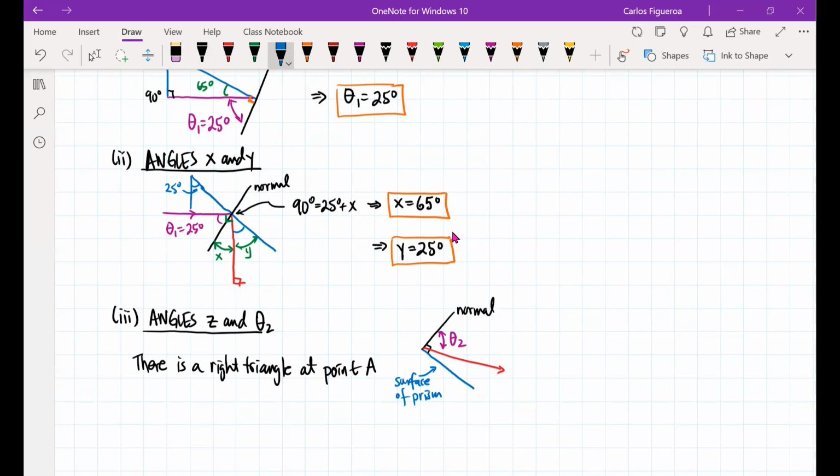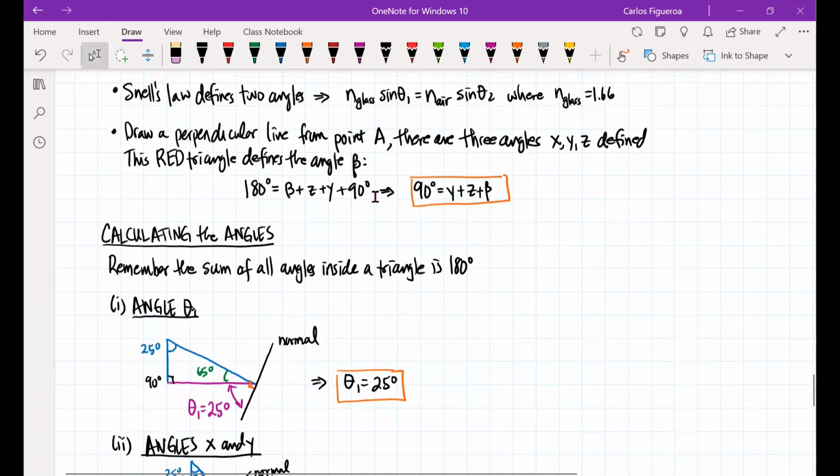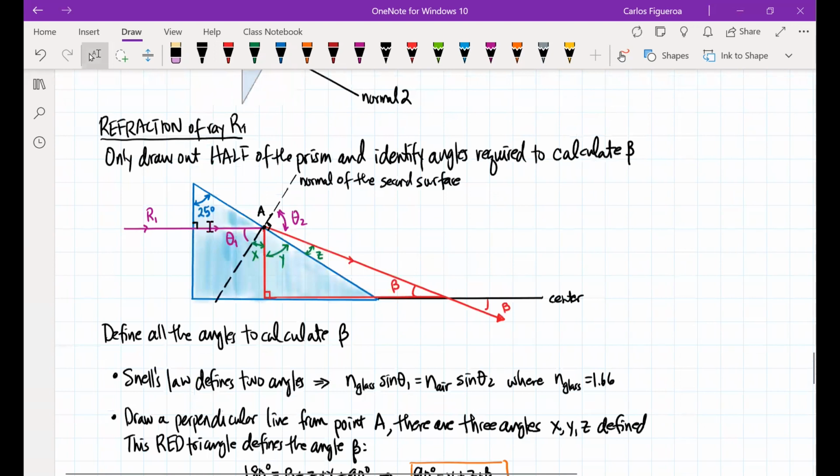And so what we did here is that we defined this angle Z to be the angle between this guy and that guy right there. So right away, what we can see here is that 90 degrees is going to be theta 2 plus Z. So if I solve for theta 2, I automatically know what Z is. So let's apply Snell's law. If you look at the triangle, we're going to use Snell's law. The incident angle is theta 1, and theta 2 is the refracted angle.